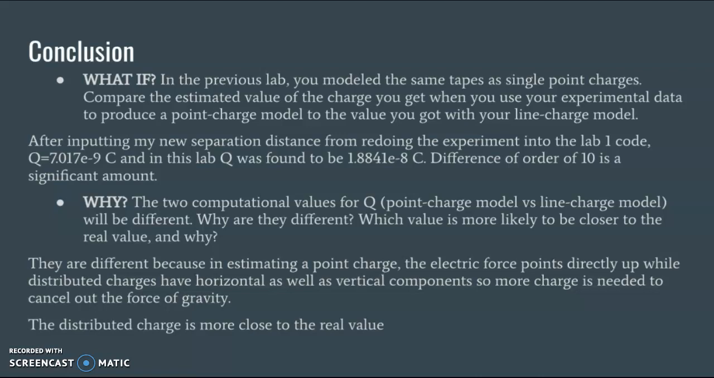And so the question is why the two computational values are so different, and which value is more likely to be closer to the actual value. They're different because in estimating point charges, the electric force points directly up, while in distributed charges, there are horizontal as well as vertical components. So more charge is needed to ensure that the vertical component has enough magnitude to cancel out the force of gravity.